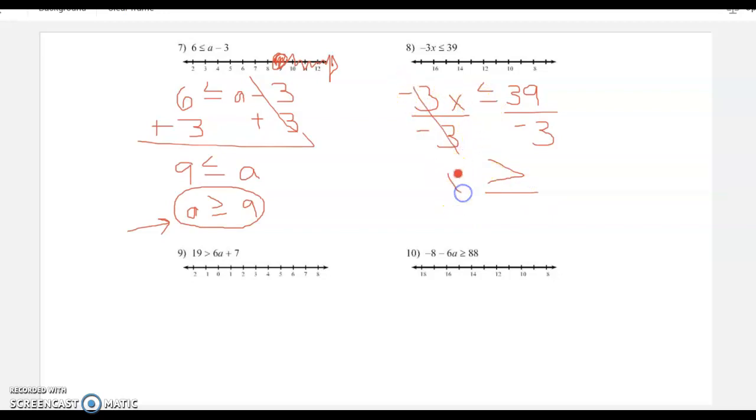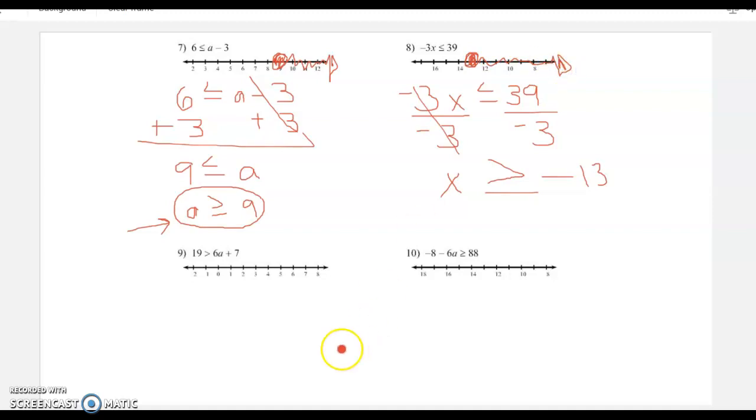So we have x is greater than or equal to 39 divided by negative 3, which is negative 13. So to graph, going to negative 13, putting a dot, I would fill the dot in because it's also equal to, and then the numbers greater than would be to the right.